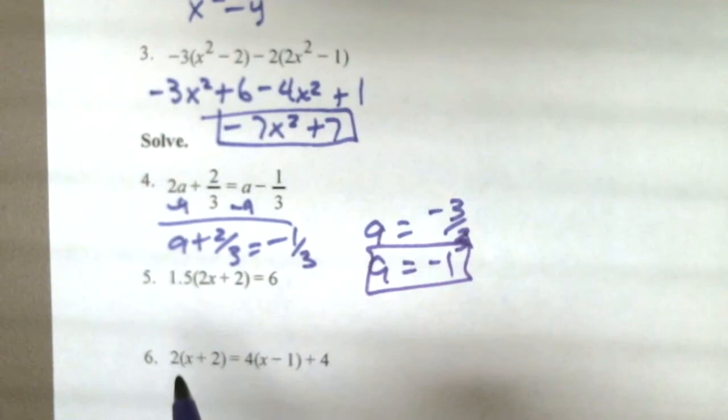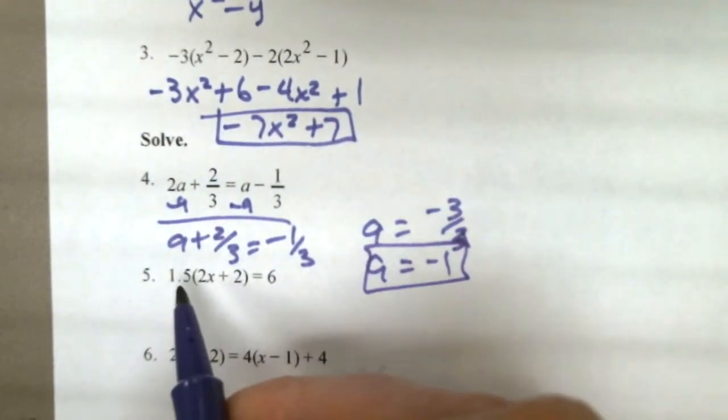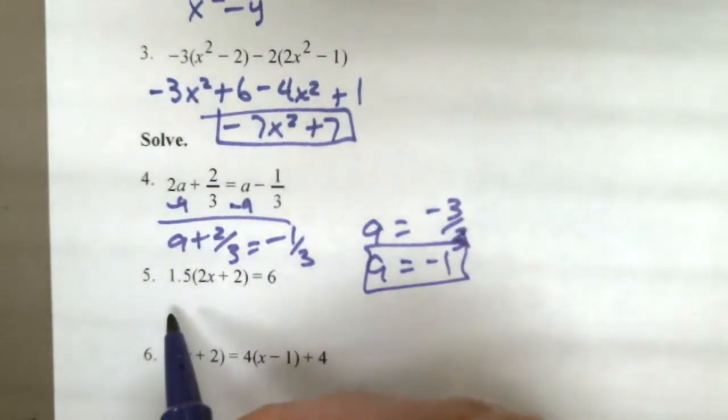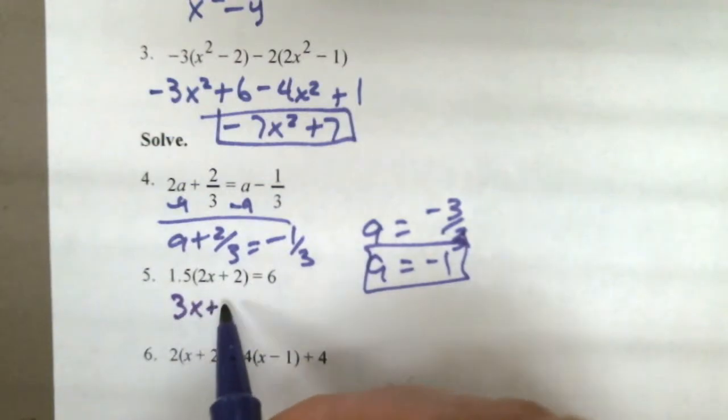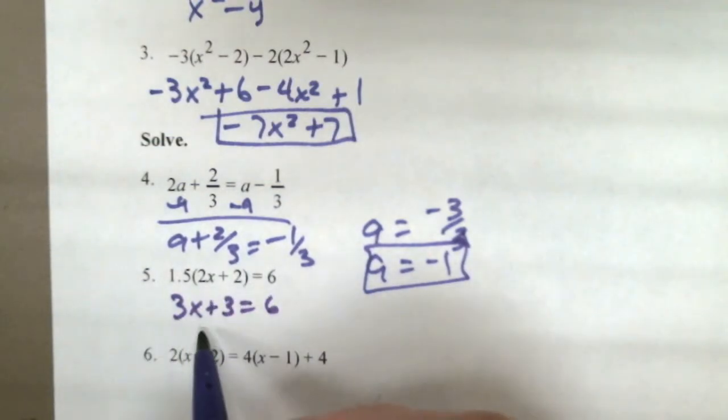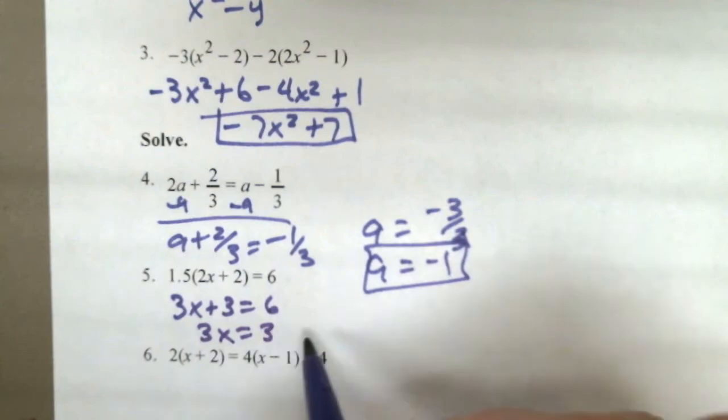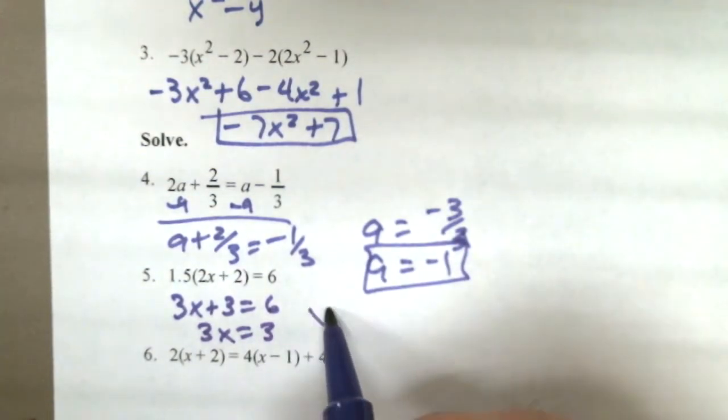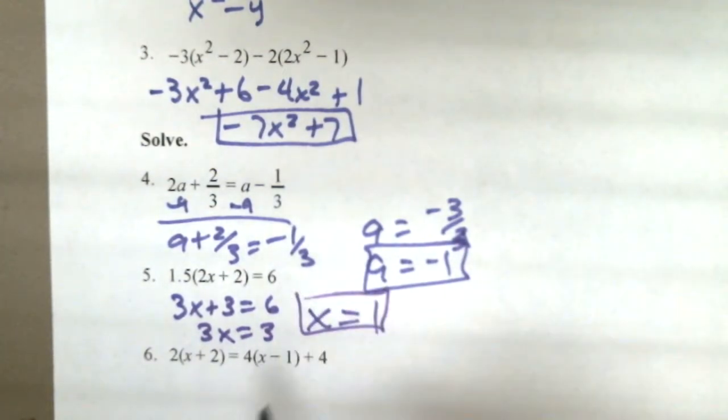For question number 5, I'm going to distribute the 1.5. I'm going to get 3x plus 3 equals 6, 3x equals 3, and x equals 1.